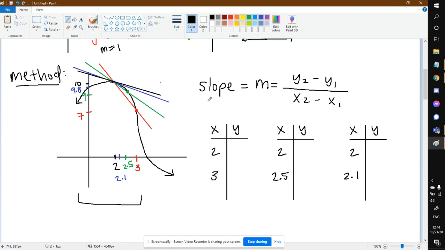Going back to algebra 1, we've got a slope equation. If we wanted to find the slope of the red line, the green line, the blue line, so we can estimate the slope of the black line, we would just use this equation. We would find the y values for each of these. So I said 2 matches with 10, 3 matches with 7, 2.5 I said was 9, and this one I said was 9.8. If I gave you an equation, you would just plug these numbers in, and I'm going to do an example of that at the back.